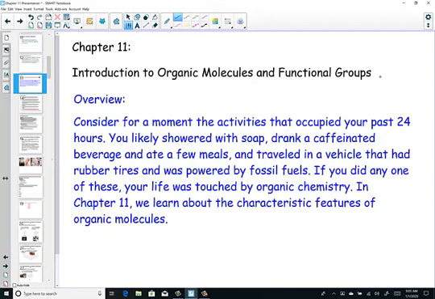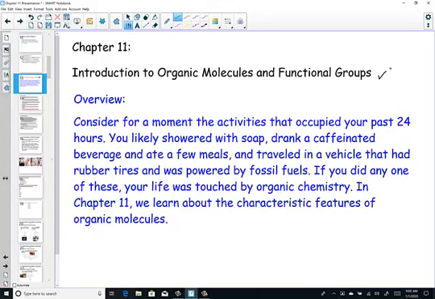Chapter 11, as I mentioned, introduces organic chemistry. Chapter 11's title, Introduction to Organic Molecules and Functional Groups. It is a preview of all the chapters really that are coming our way this term.